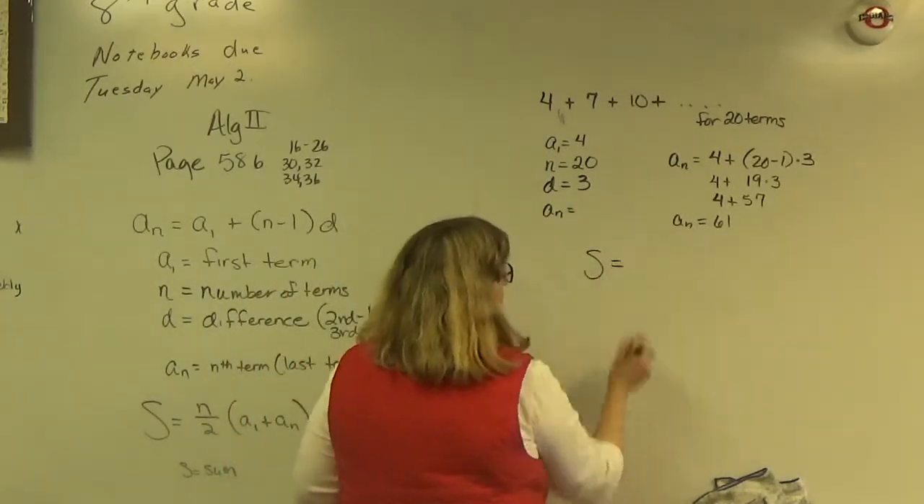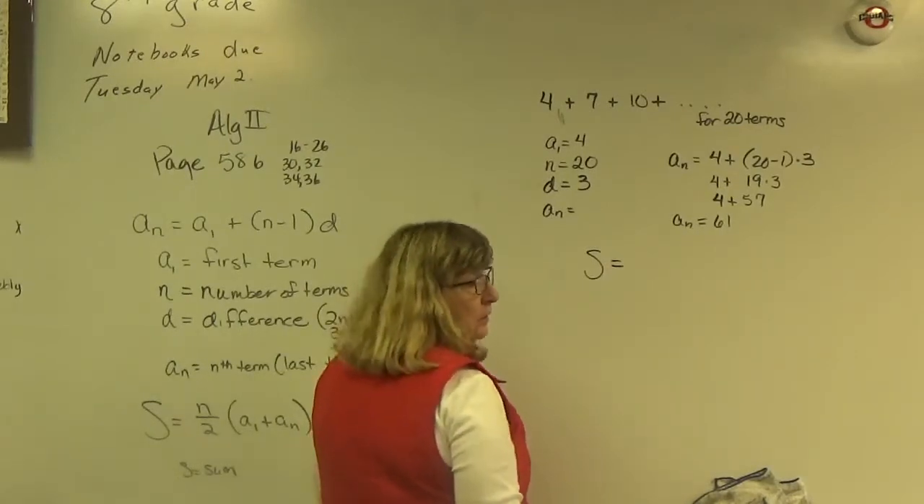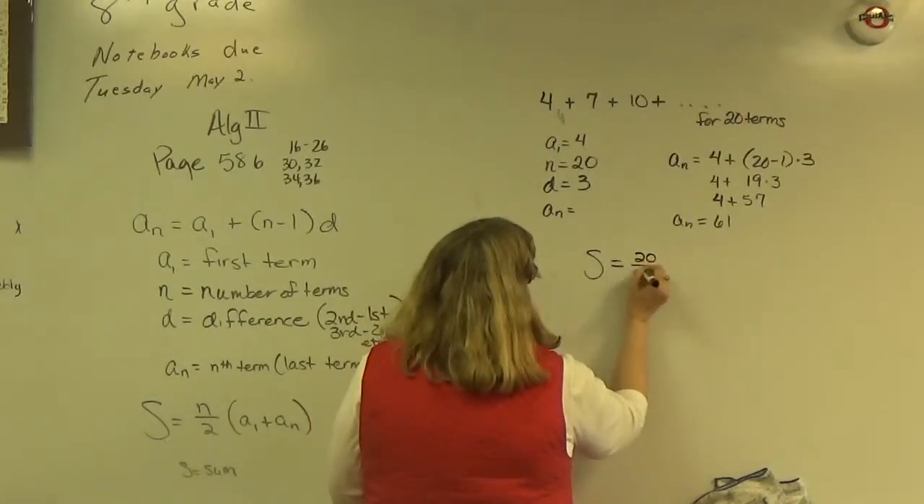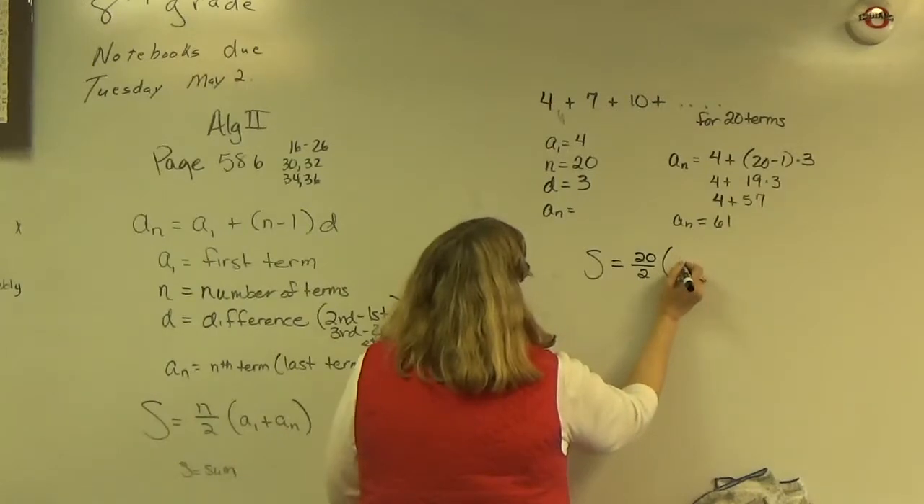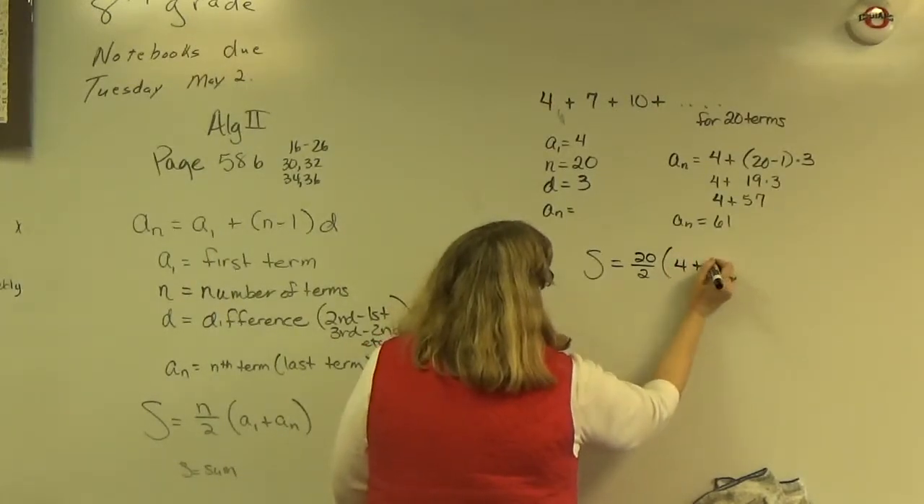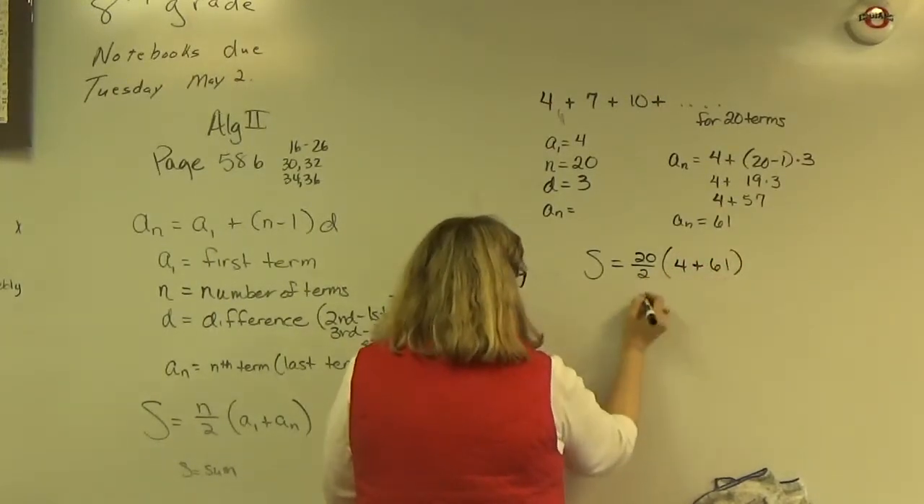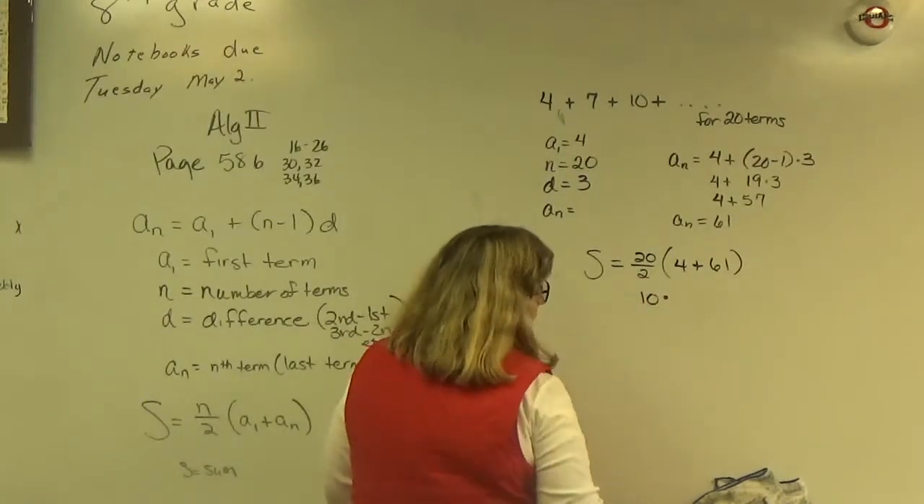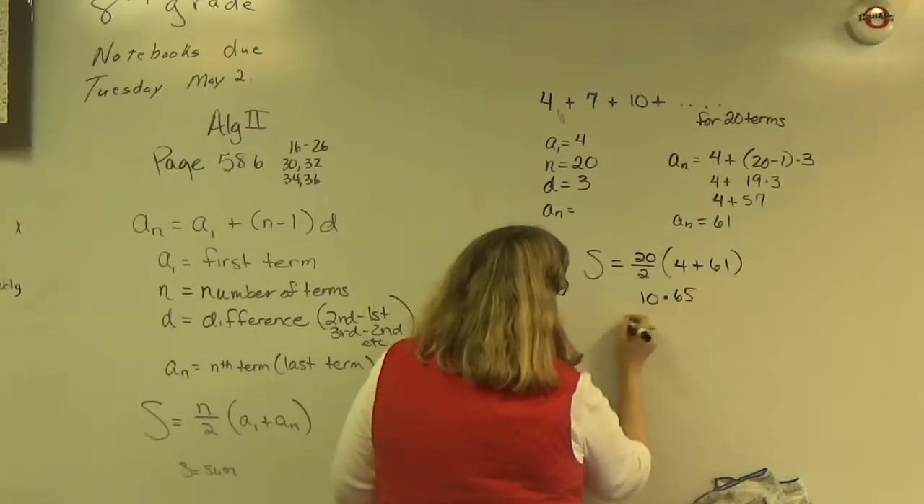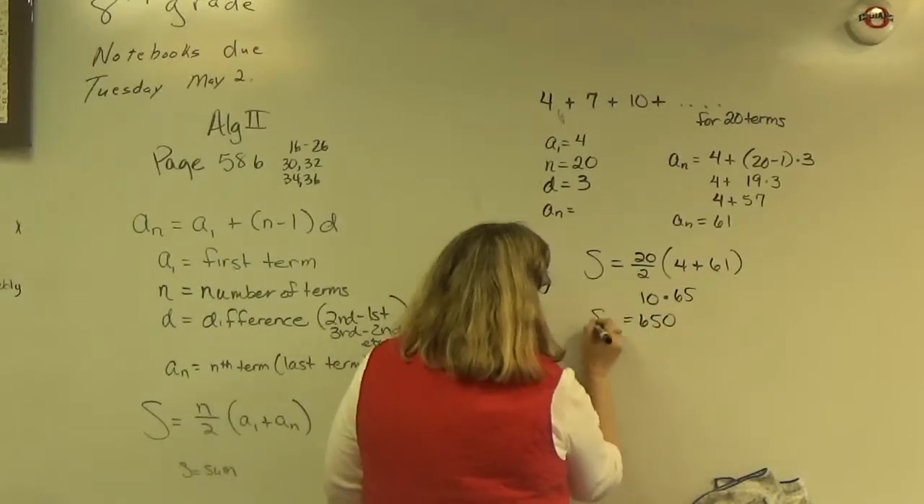So the sum is equal to, how many terms are there? 20, divided by 2. The first term is 4, the last term is 61. So 20 divided by 2 is 10, and 4 plus 61 is 65, so my sum is 650.